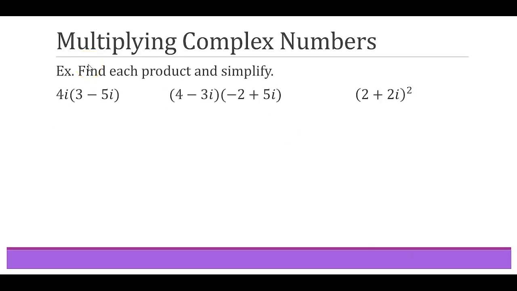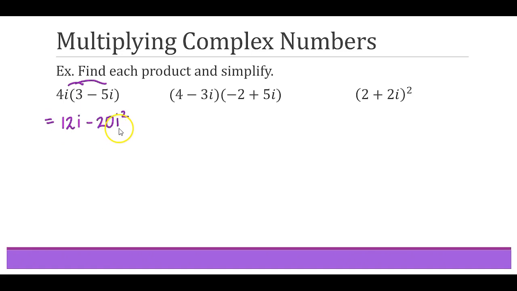The next operation we can perform with complex numbers is multiplying complex numbers. So we'll find each product and simplify it. So here I have 4i multiplied by 3 minus 5i. And we would go ahead and distribute in the 4i. So we'll go ahead and do that and end up with 12i minus 20i squared.